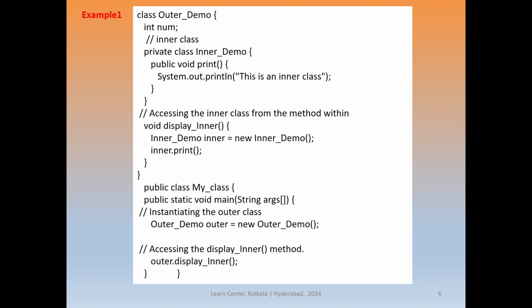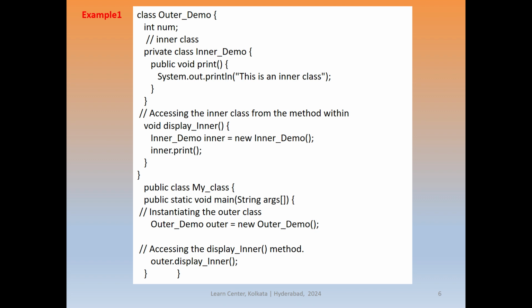See, in the example, I have an outer class which contains a data member int num, and within it I have created an inner class called inner demo, which has a method named print. After that, I am defining a method of the outer class named display inner. Within that, I am creating the object of the inner class, and by using the inner class object, I am calling the method of the inner class.